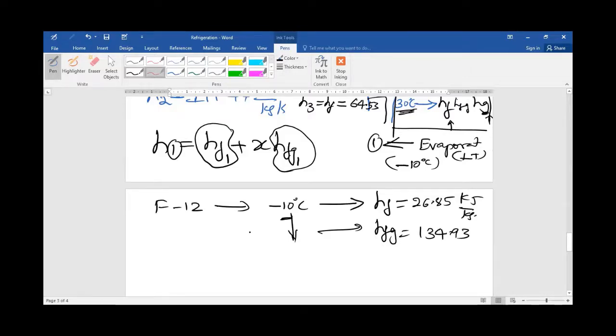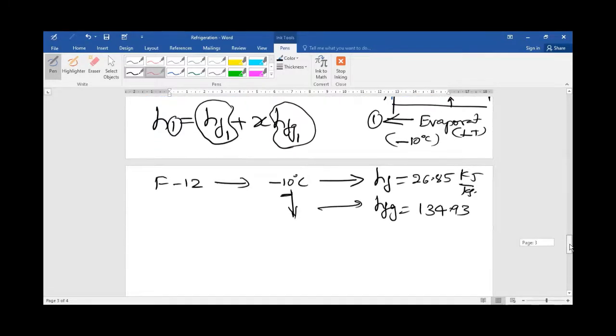I hope all of you are familiar with the thermodynamic data handbook. If you are not familiar, mention it in the comments box, and we'll solve one more numerical with the thermodynamic data handbook. I will scan a copy and bring the soft copy here and explain. So now HF is calculated and HFG is also calculated, but X we don't know. Again, we have to calculate X to find the value of H1.